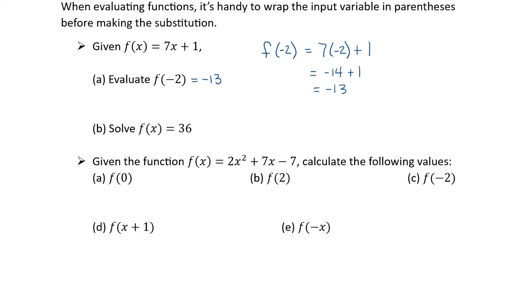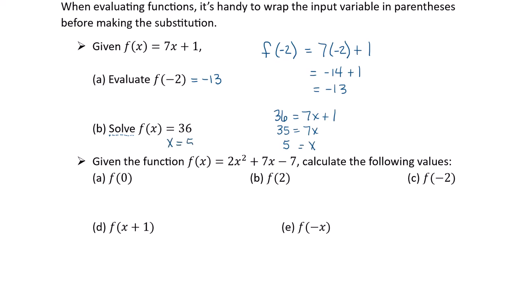So f of negative 2 is negative 13. Again, here we're asked to solve f of x equals 36. Now x is not 36. X is what we're trying to solve for. Y, or f of x, is 36. So we're going to take the f of x from the formula and completely replace it with the number 36 and write the rest of the formula. And our directive is to solve. We need to solve this. So we're solving for x. I'm going to subtract 1 from both sides and divide by 7. So I get x equals 5.